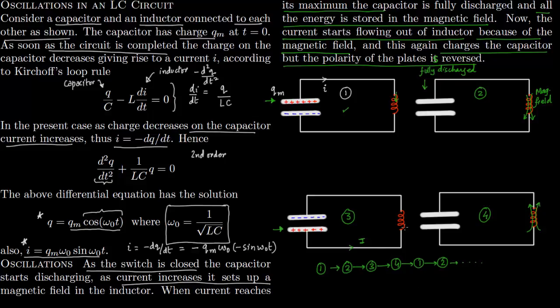So this is what the oscillation is. The charge keeps reversing and you can see the direction of the magnetic field keeps reversing. So notice the charge has reversed and the direction of the magnetic field has also reversed. So these are called LC oscillations.